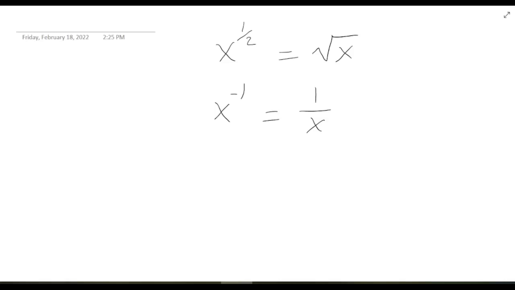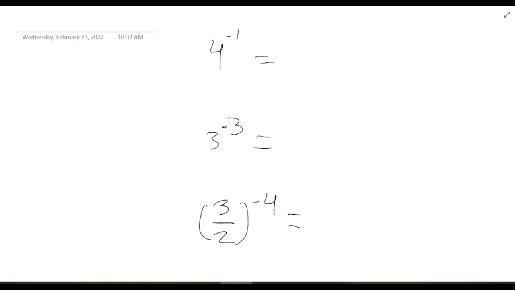Hi, so today I want to go over more rules or more cases with exponents. In particular, what happens if our exponent is a fraction and what happens if our exponent is a negative number. So here we have two examples. x to the 1/2 is equal to the square root of x, and x to the negative 1 is equal to 1 over x. So we're going to dive into more of what these examples mean and more rules.